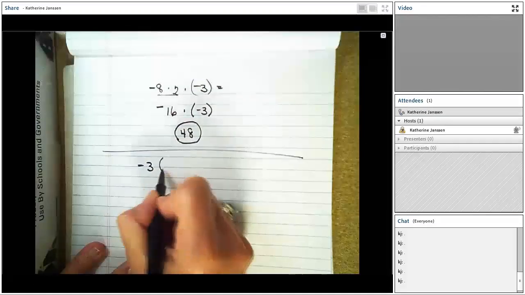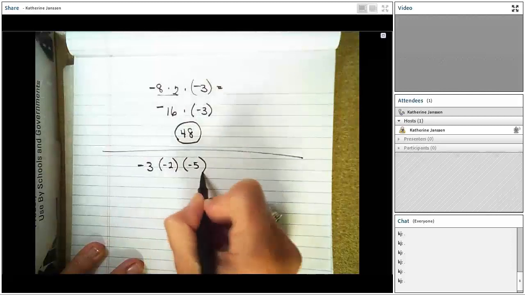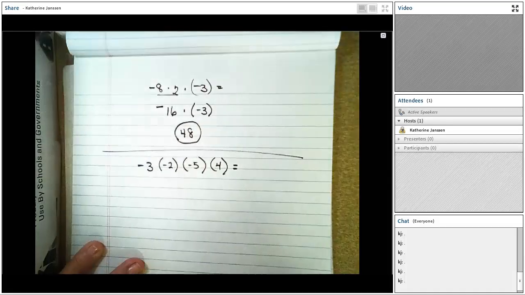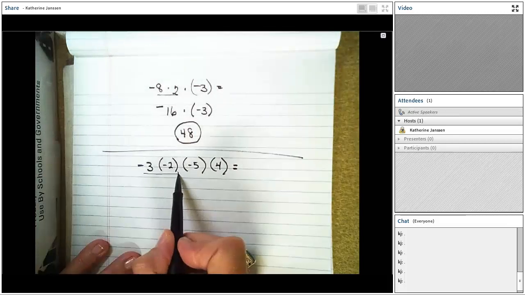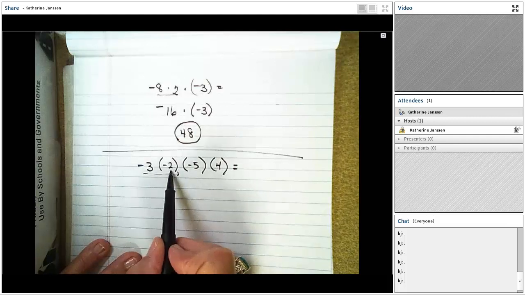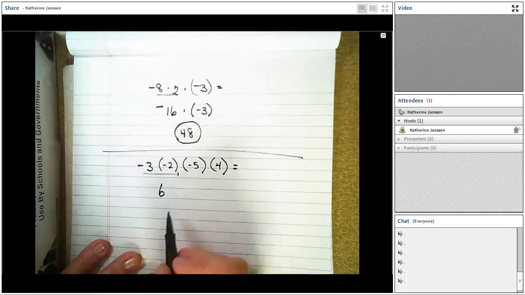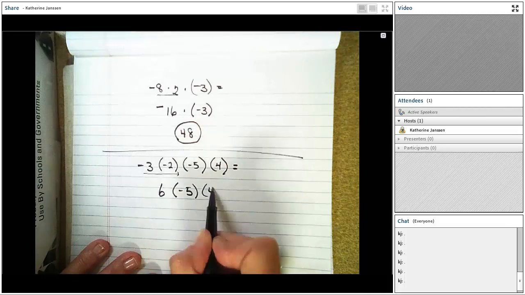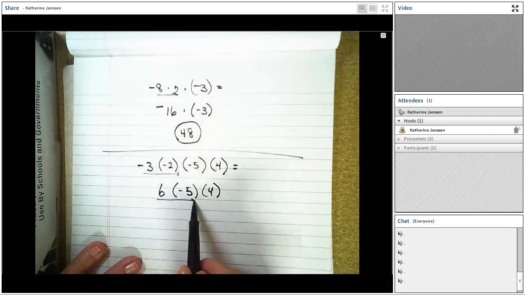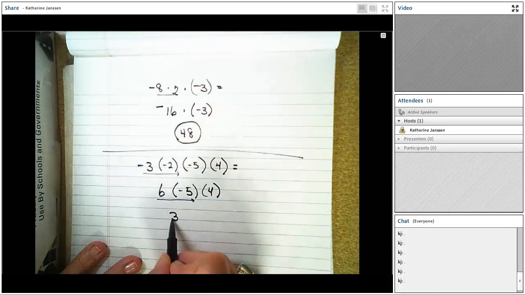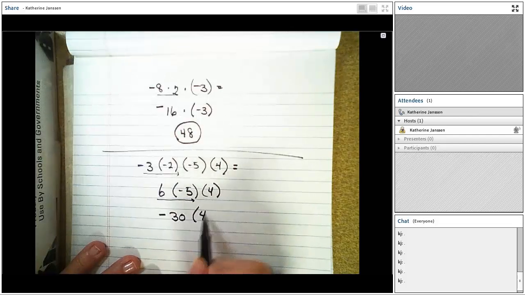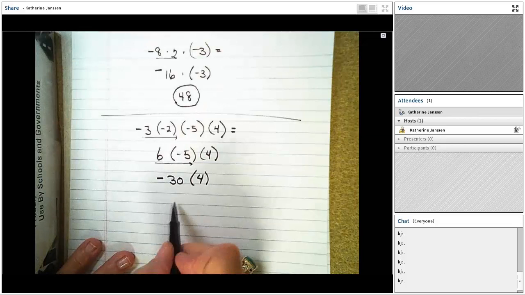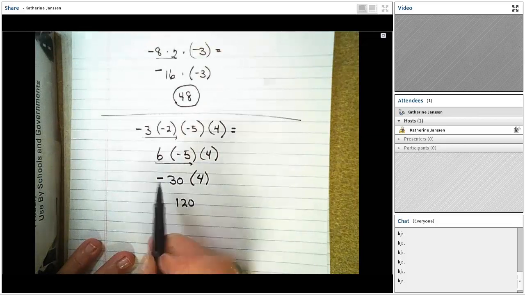Negative 3 times a negative 2 times a negative 5 times 4. This is all multiplication. So I'm going to multiply from left to right. A negative 3 times a negative 2 is 6, and a negative times a negative is positive. Copy everything else down the same. 6 times 5 is 30. Positive times a negative, my answer is negative. Copy everything else down the same. A negative 30 times 4. 4 times 30 is 120. Fix your sign. A negative times a positive, my answer is negative.